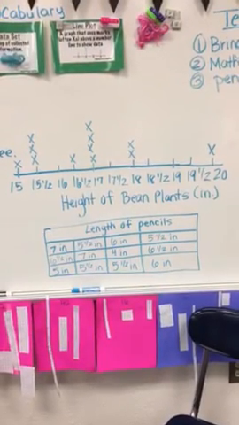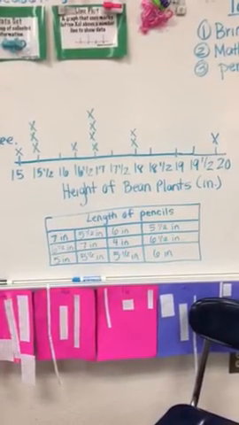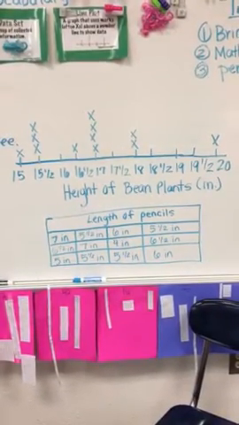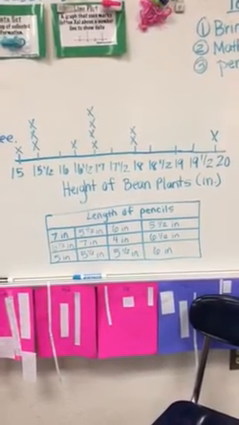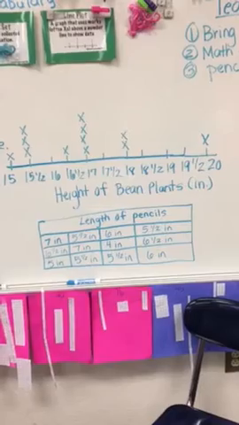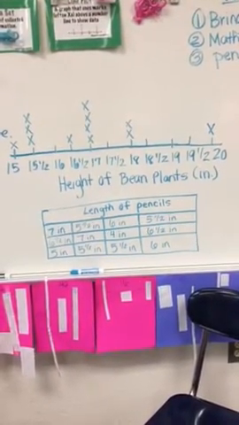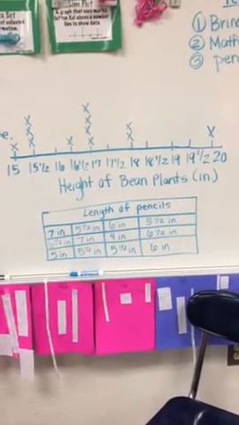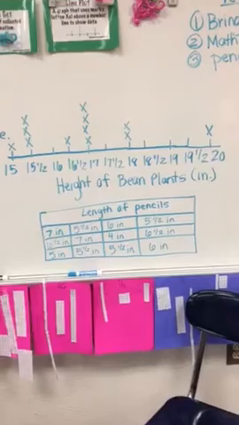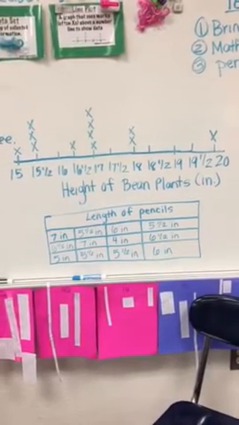Therefore, my X's would represent my plants. So a question that I could ask on the unit test is, what is the difference between the tallest bean plant and the shortest bean plant? By looking at this, the tallest or the highest number that had data would be 20. My shortest or lower number that had data would be 15. So if I'm finding that difference, taking 15 from 20, it would be a 5-inch difference.